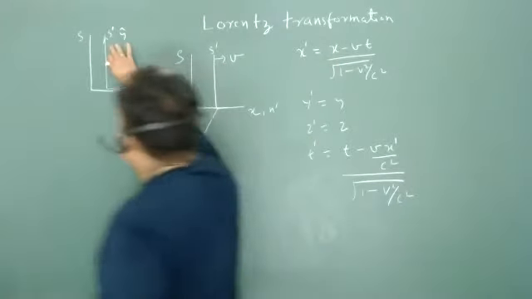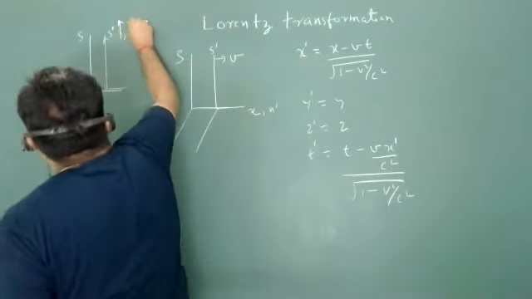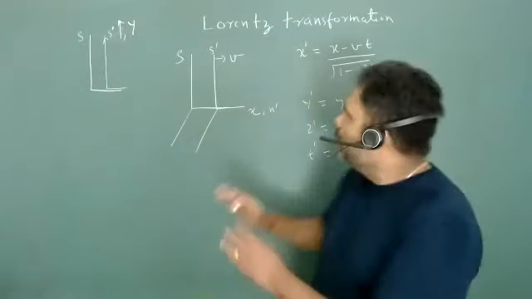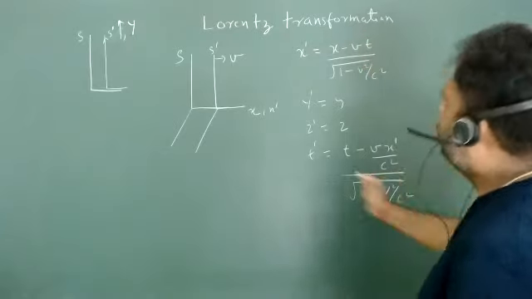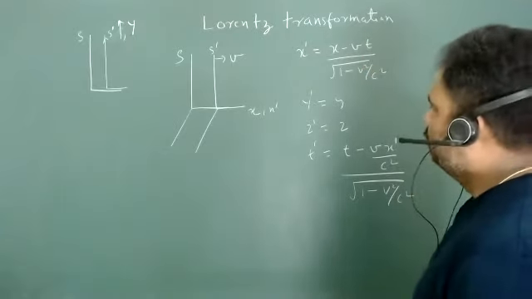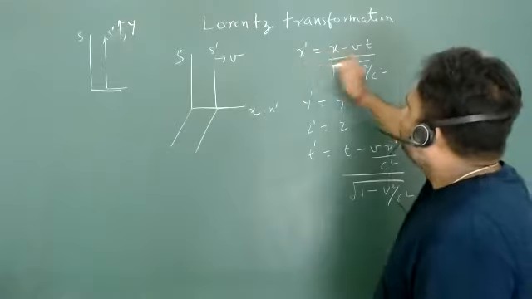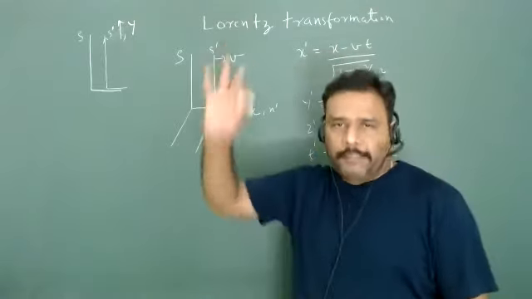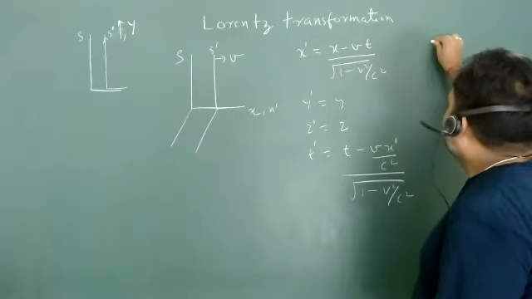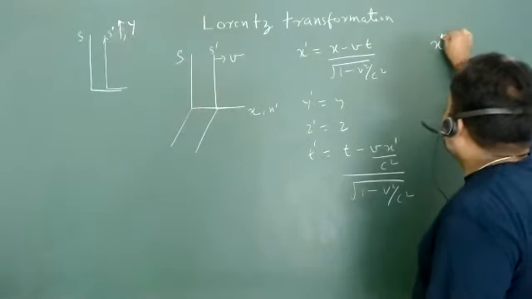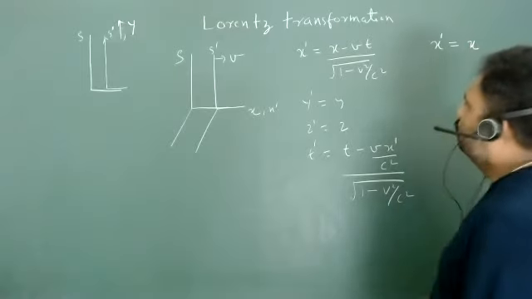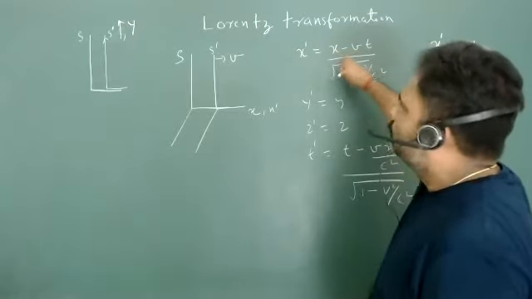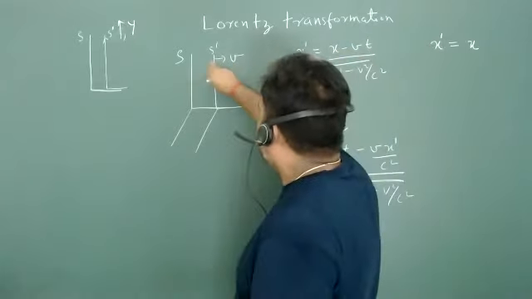Suppose I have S dash frame which is moving in Y direction. Then according to that, I have to change this particular Lorentz transformation. So what will happen? This X will not change because there is no relative speed in the direction of Y. So X dash will remain X, but Y is going to change exactly as X changes when S dash is moving along X axis.